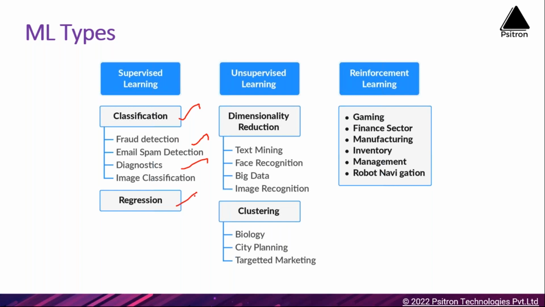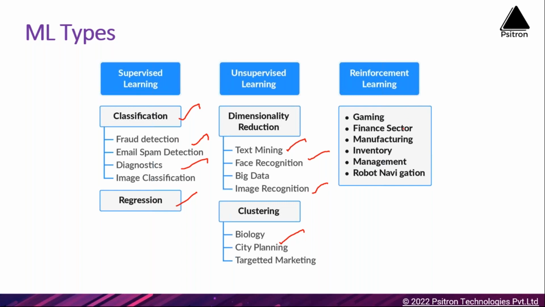It may be regression-related use cases. When it comes to the unsupervised learning technique, we can talk about use cases like text mining, face recognition. Again, image recognition can be a part of it. Then the clustering use case, we already talked about cricket as an example. It may be city planning use cases.